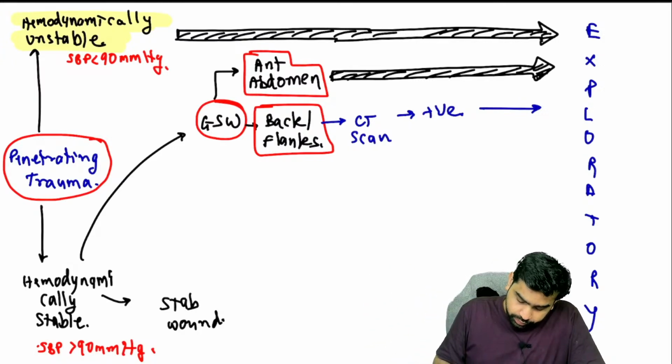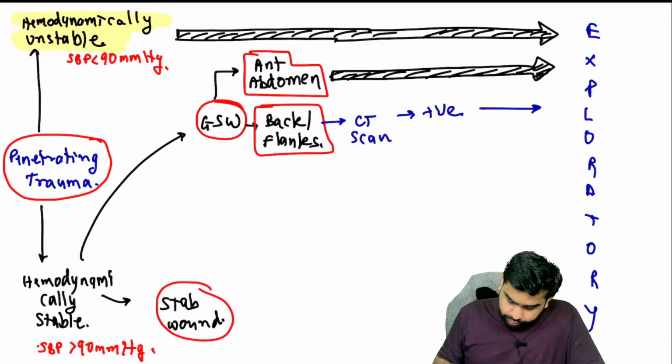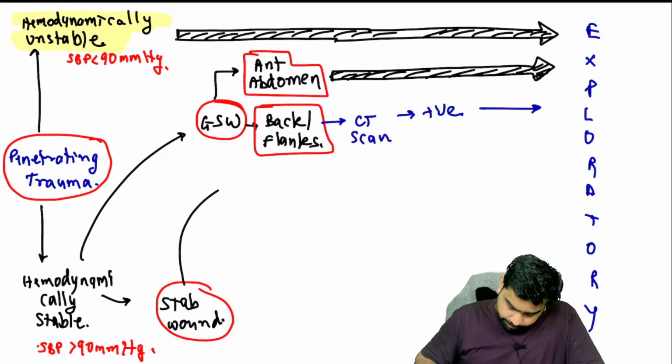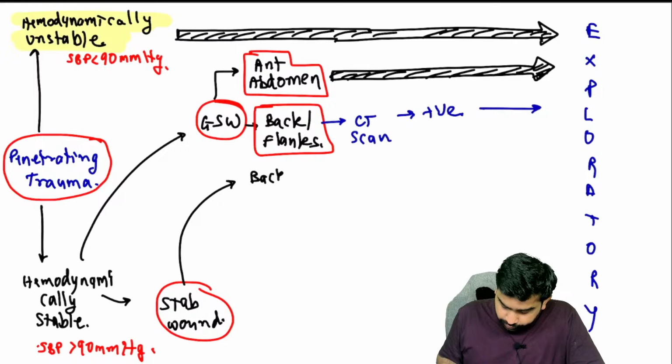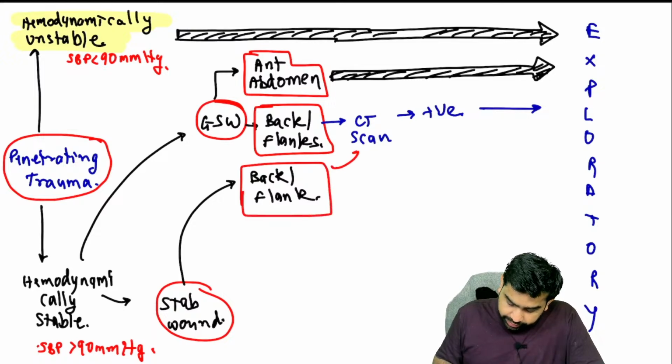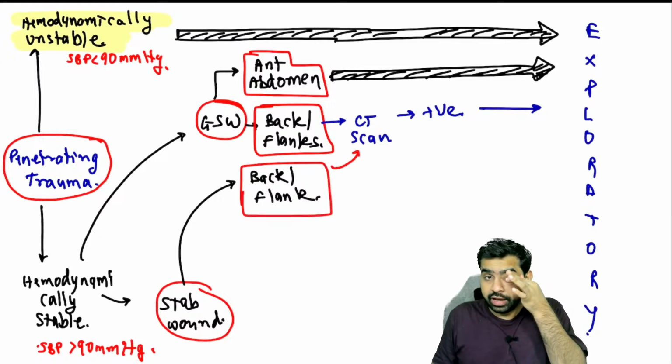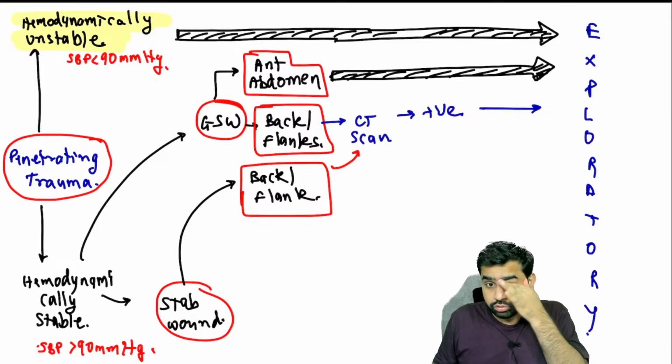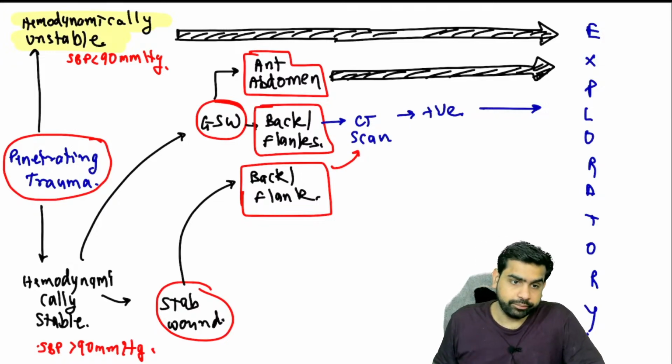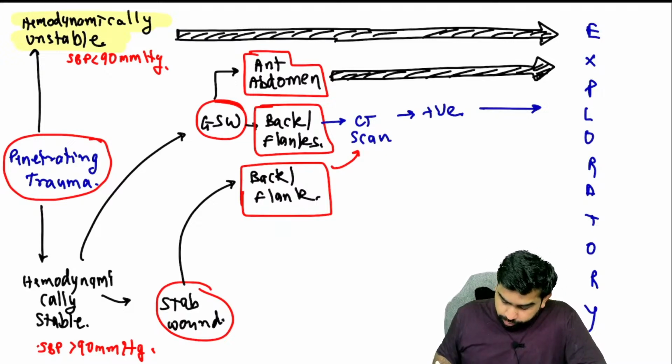Okay, now what else? Let's talk about the stab wounds. Stab wounds can again happen to these particular places, the back or the flank. If there is a stab wound to the back or the flank, the same thing has to be done. You perform a CT scan, and if that CT scan is positive, then you take the patients for an exploratory laparotomy. Now what about the stab wound?